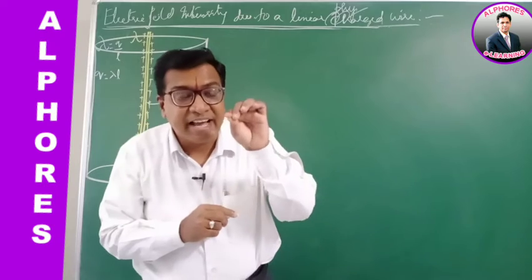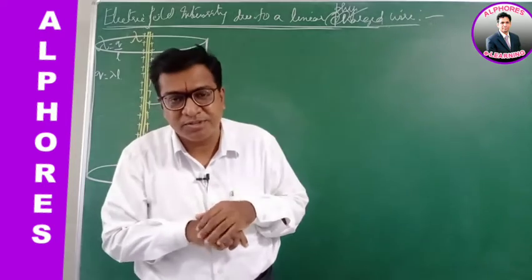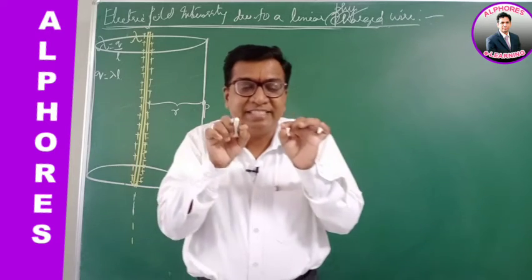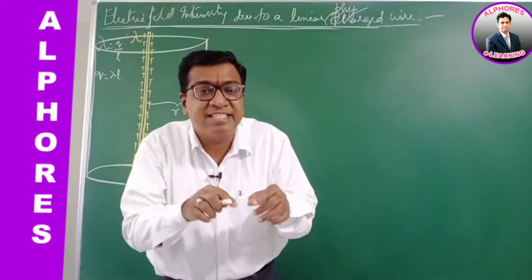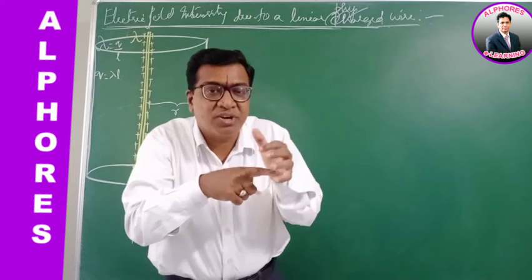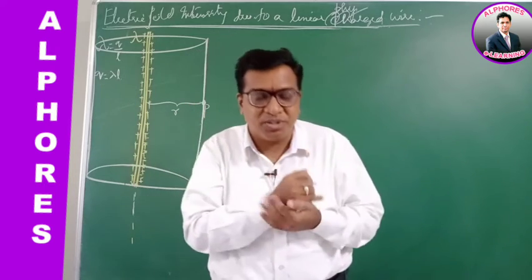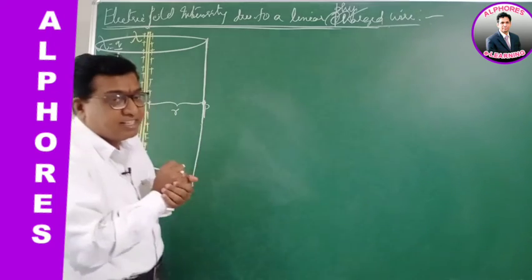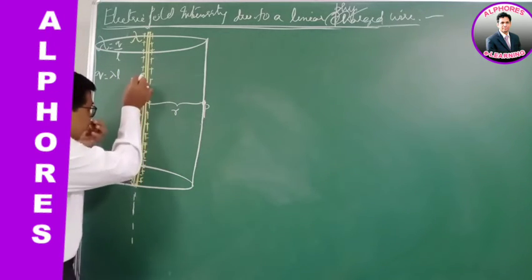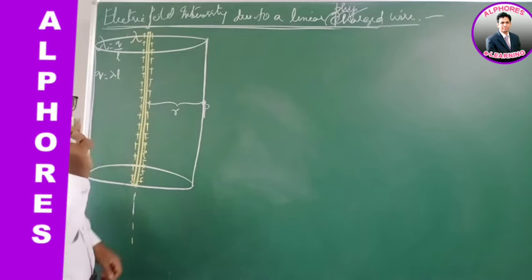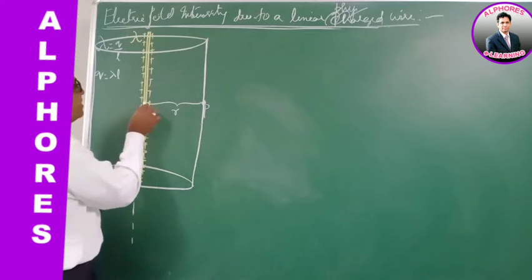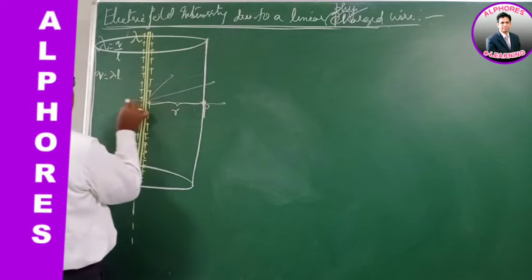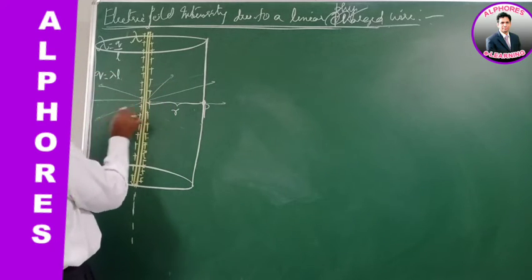Next, the direction of the electric lines of force. The Gaussian surface should be imagined such that the direction of the electric field intensity is either normal to the Gaussian surface or tangential to the Gaussian surface. It should be imagined such that it is either normal or tangential. Now you see, if I consider this linear charge conductor, the lines of force for this charge conductor will be normally spreading away like this. Normally spreading away from the conductor this way.